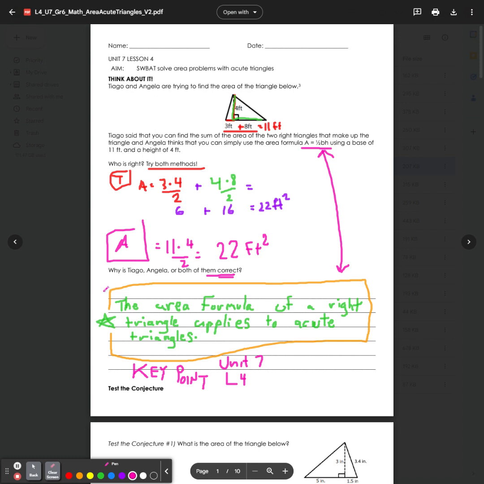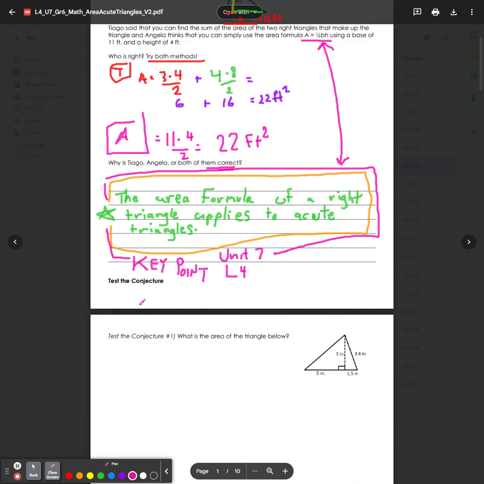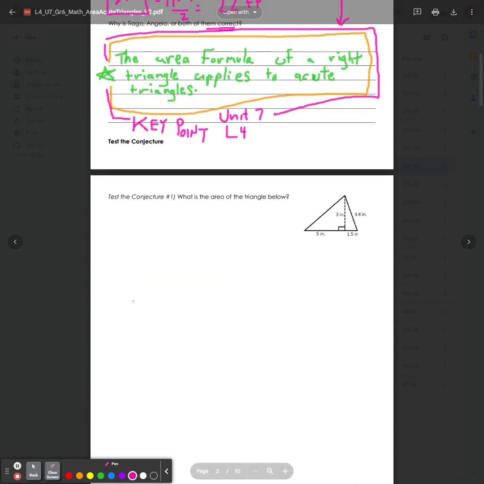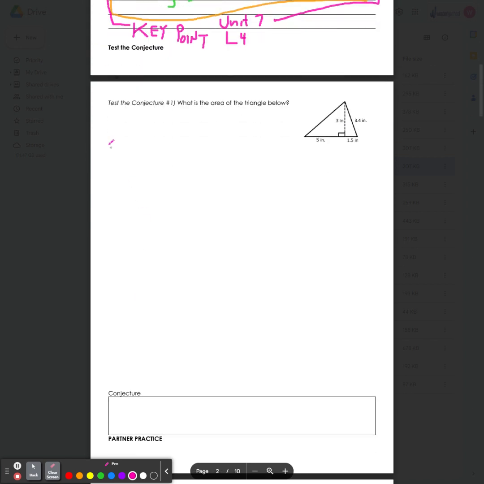So kiddos, this is what we want to make sure that we have in our composition notebooks. Want to make sure that you're labeling it also Unit 7, Lesson 4, key point, that the area formula of a right triangle applies to acute triangles. Excellent. Now, let's go with our example of tested conjecture number 1. What is the area of the triangle below?